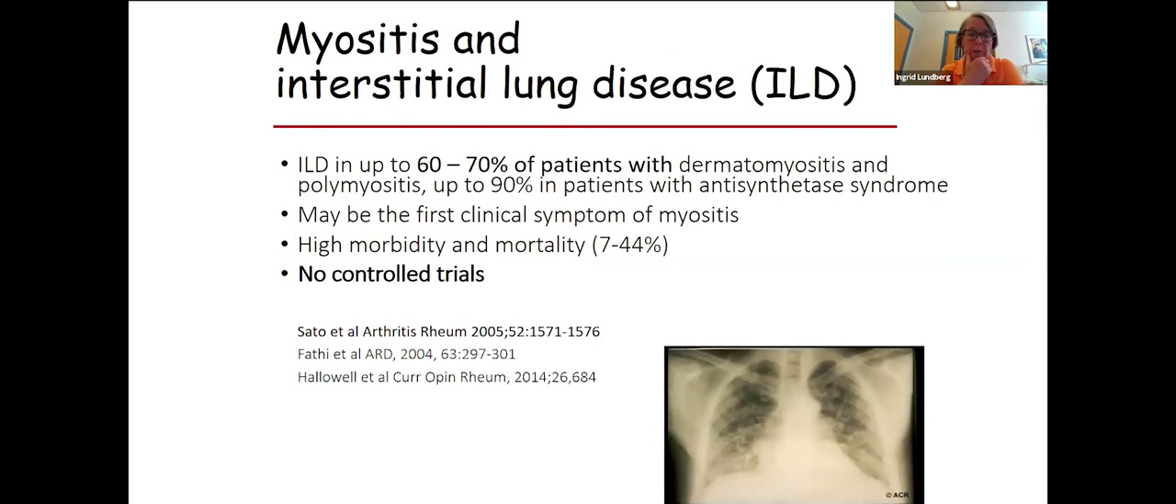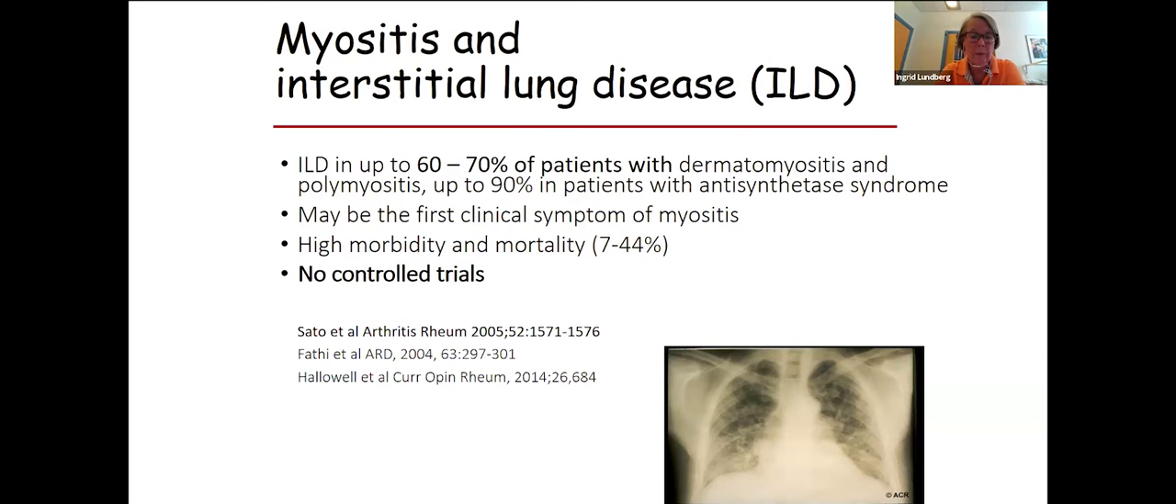A special case is the patient with interstitial lung disease. The frequency of interstitial lung disease varies depending on the subset of myositis and how carefully you look for it. In our clinic, we found up to 70% had indications of interstitial lung disease in patients with dermatomyositis and polymyositis, when we used HRCT and pulmonary function tests in all patients. But in patients with antisynthetase syndrome, up to 90% may have signs of interstitial lung disease.